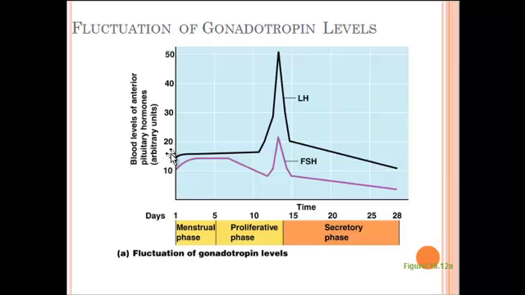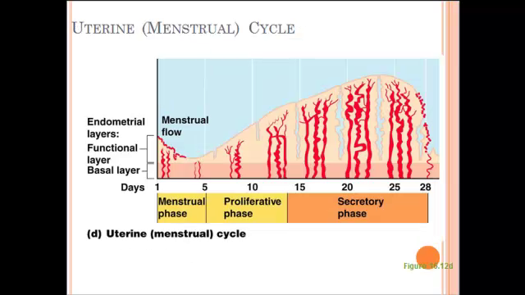So you can see the LH levels stay pretty constant, then you have this big spike that signals the release, the ovulation is going on. And there's also a spike in the follicle stimulating hormone as well. And then finally, let's look at the lining of the uterus, the endometrial layer, and what's happening here.